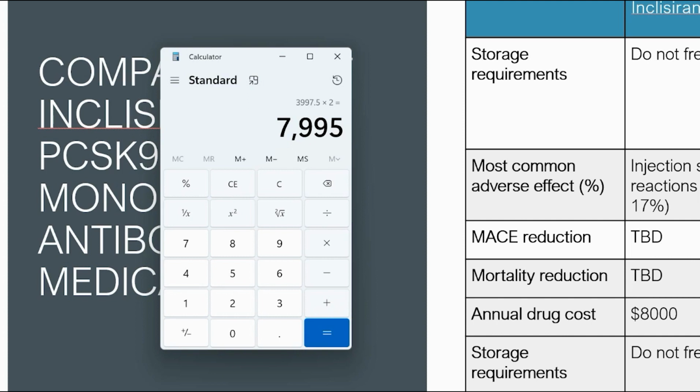If we look at our monoclonal antibodies, these are typically about $300 per milliliter, and this can be given every 2 weeks. So this can be up to $600 per month if we're giving it 2 times a month. And of course, over 12 months, that means we're paying $7,200. So they're roughly the same in terms of cost.